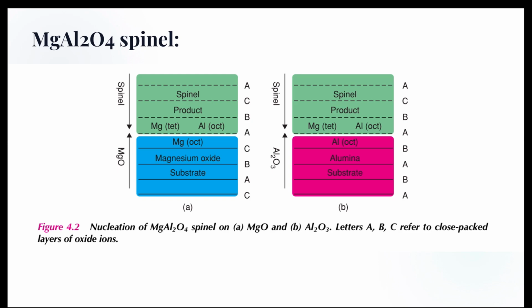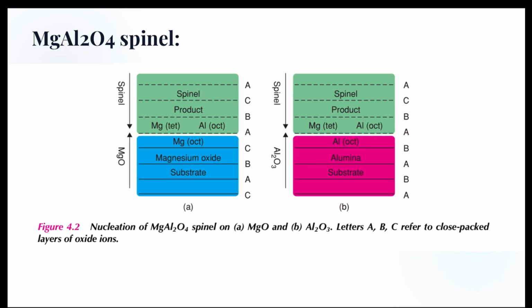We were talking about coherence, the structural coherence, right? So this is our MgO, which has a CCP structure, Mg2+ present in the octahedral voids and the oxygen at the FCC lattice.